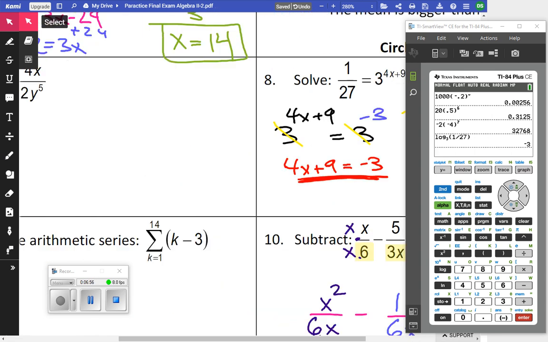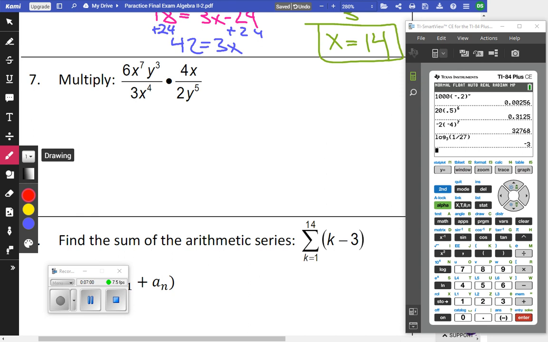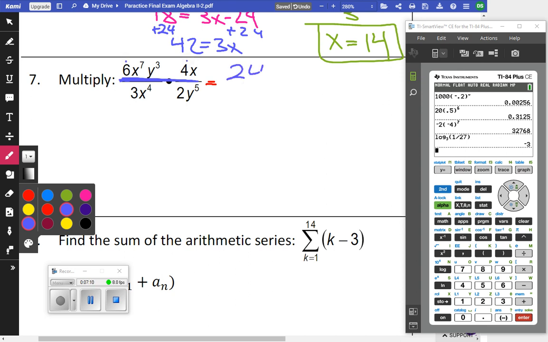Sure. Number 7. Yeah, a lot of people struggled with 7. Remember, 7's easy. It's multiplying. Well, how do we multiply fractions? One giant fraction straight across. So we're just multiplying. 6 times 4 is 24. I've got x to the 7th and another x.